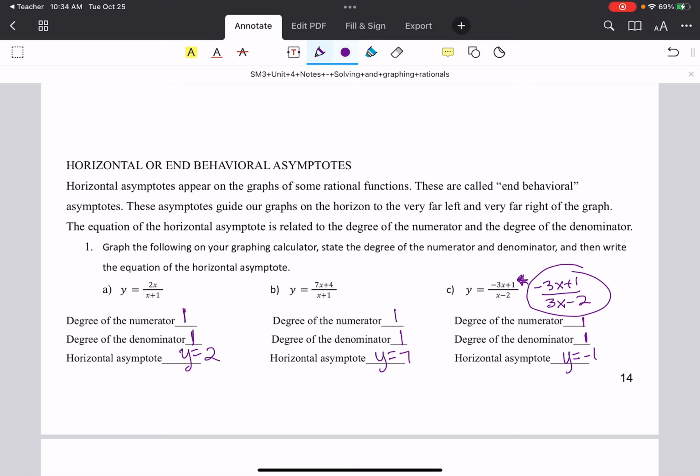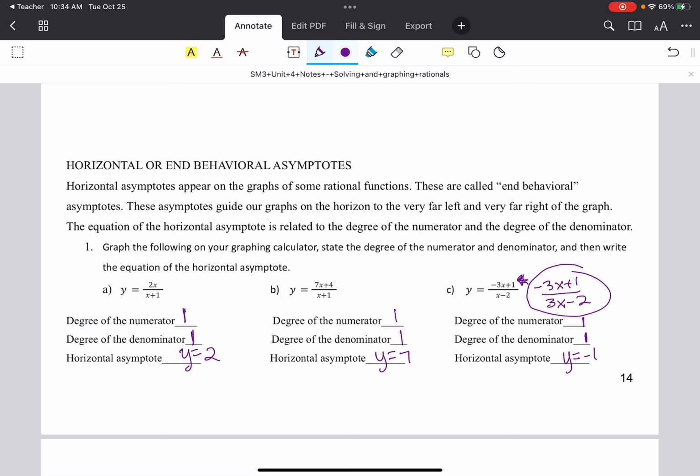Why is it negative 1? Why is it not regular 1? On your graph, you'll see that it's down below the x-axis. So that's where the negative 1 is. This is a horizontal asymptote.